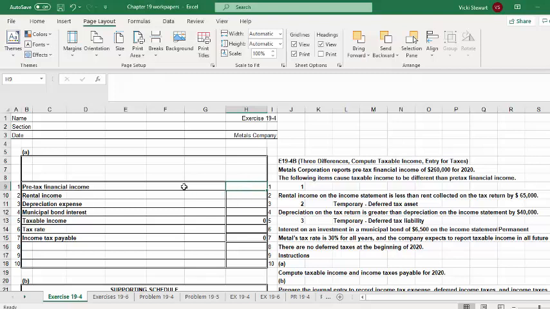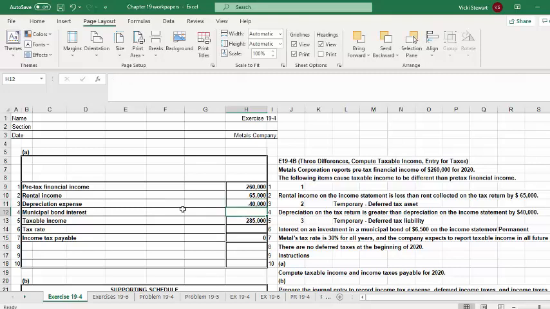So to begin with, we start with $260,000 of pre-tax financial income. Then the problem states that rental income on the income statement is less than rent collected on the tax return by $65,000. So that means we need to add an additional $65,000 to determine taxable income. Next, the problem states that depreciation on the tax return is greater than depreciation on the income statement by $40,000. So that means we need to subtract an additional $40,000 of depreciation to get to taxable income.